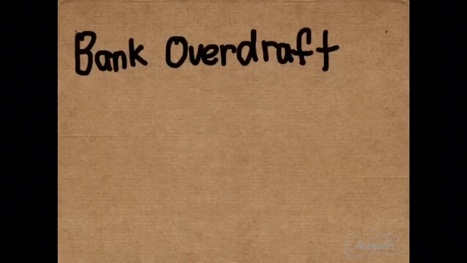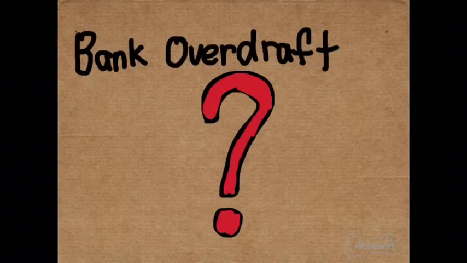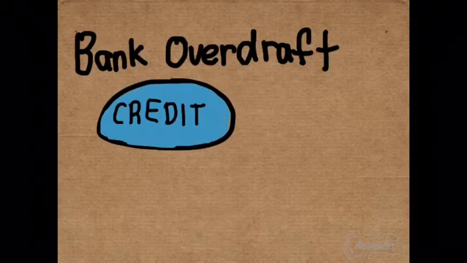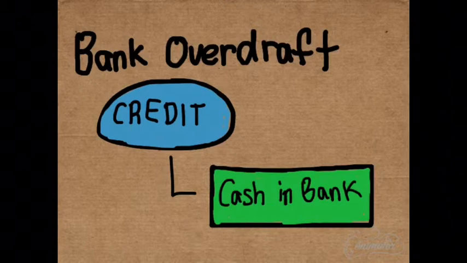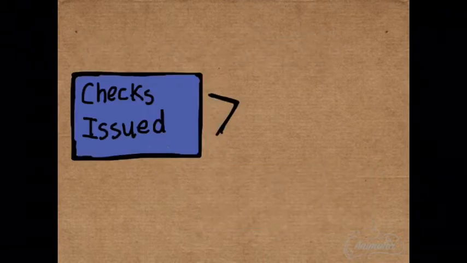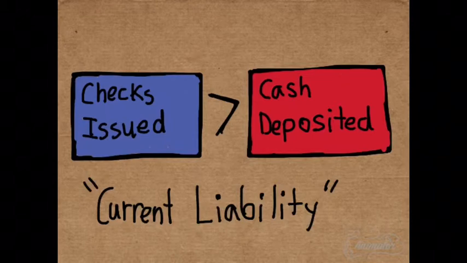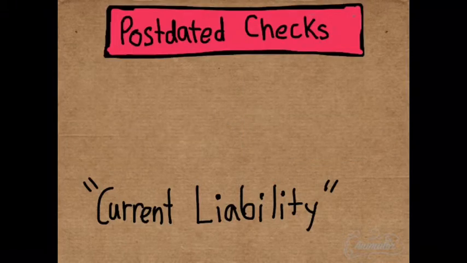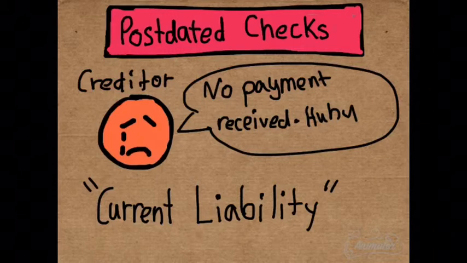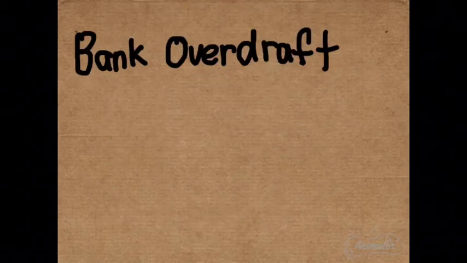Sometimes we could also encounter a bank overdraft. So what is it? It is a credit balance in the cash and bank account that results from the issuance of checks in excess of deposits. It is presented under the current liability, and it may be offset between the bank and the depositor. A company's post-dated check is also considered as a current liability because the company's check has been recorded and issued, but there's no actual payment yet as of that date.